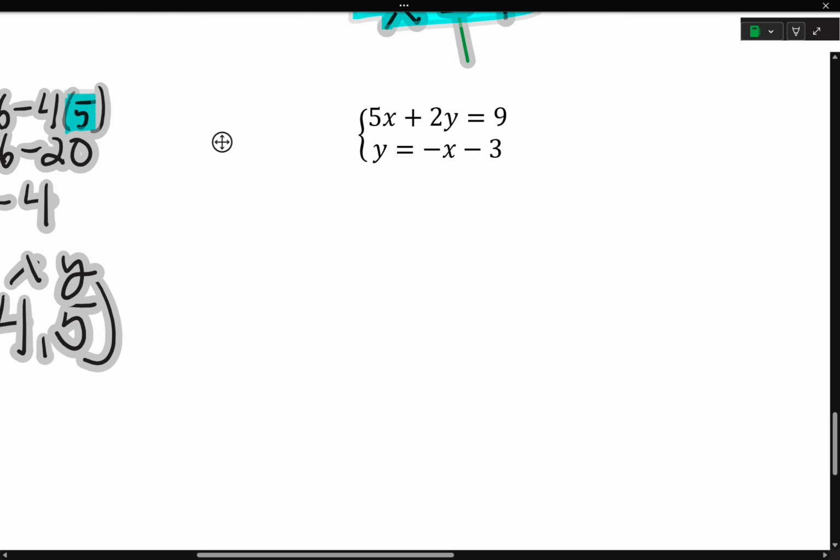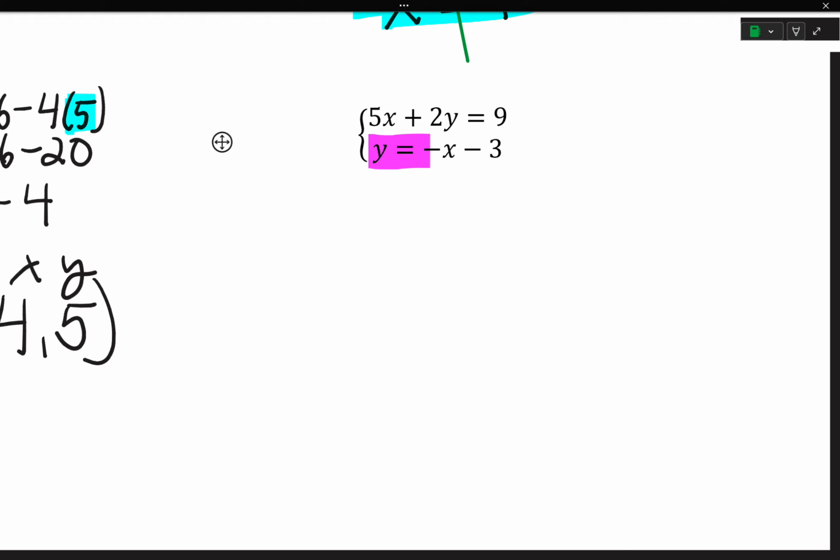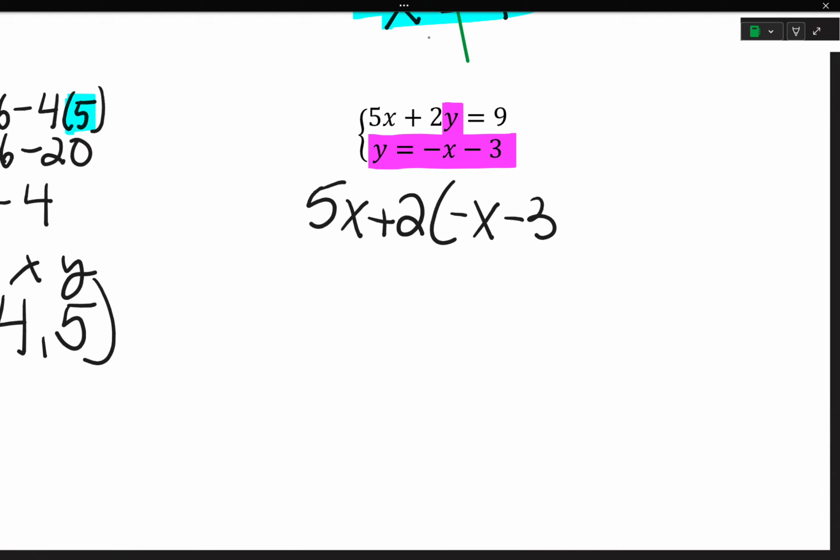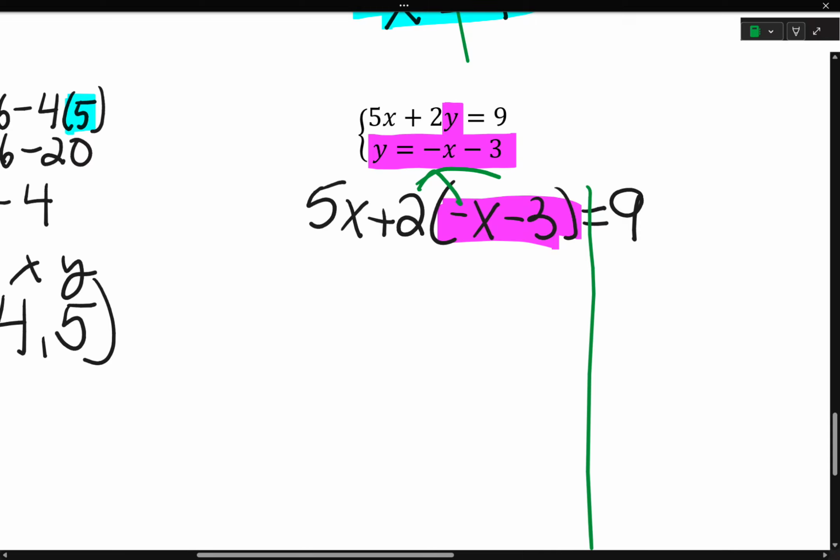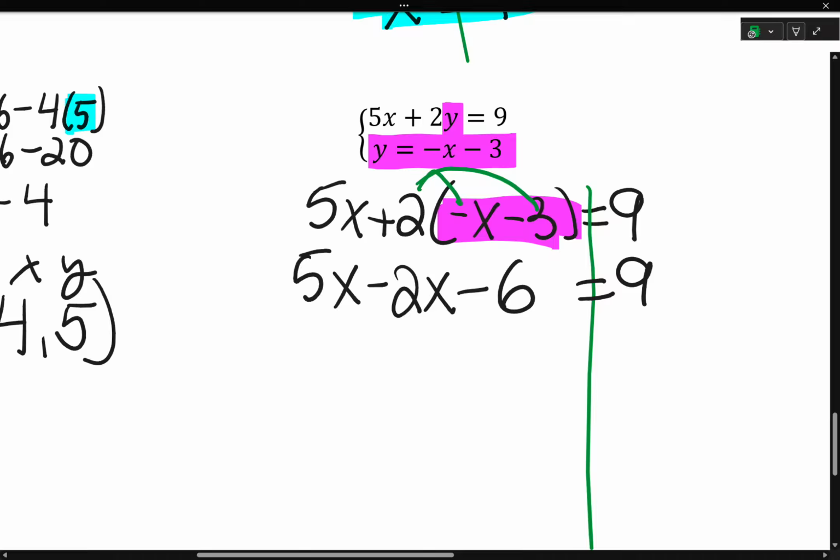Ooh, okay, this one has a y equals. Let's do it. I'm going to take this bottom equation and plop it into the top one. Substitute it in. So we get 5x plus 2, parentheses, -x minus 3 equals 9. All right, let's distribute. 5x stays 5x. 2 times -x is -2x. 2 times -3 is -6. Still equals 9.